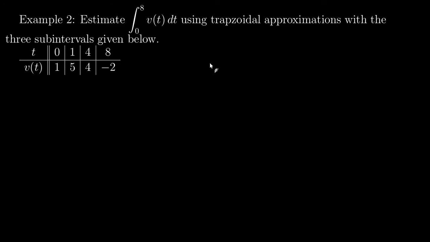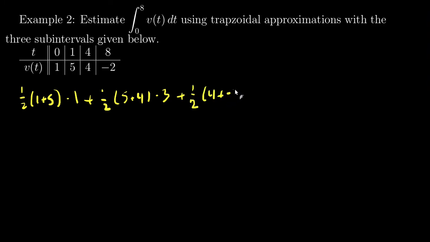Then we have this one. Same idea, I just have to be a little more careful. This one will have much simpler arithmetic at the end. I want to estimate this integral using the intervals below. The first one goes from 0 to 1, then 1 to 4, then 4 to 8. So for the first trapezoid, half of 1 plus 5, and the height is 1. Then half of 5 plus 4, and the height is 3. Then half of 4 plus negative 2, and the height from 4 to 8 is 4.